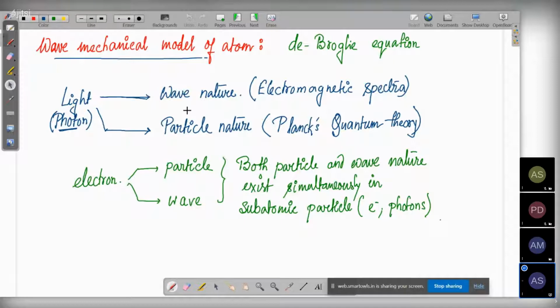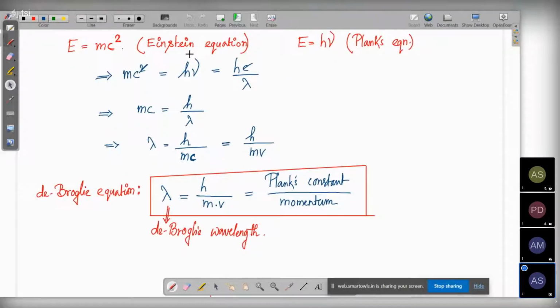So de Broglie said that this can happen for the electron also: an electron can exist as a particle as well as a wave. That is when we say that both particle and wave nature exist simultaneously in subatomic particles. Then we learn that the electron also behaves like a particle. What is the wavelength? For calculating the wavelength, de Broglie gave a very simple proof.